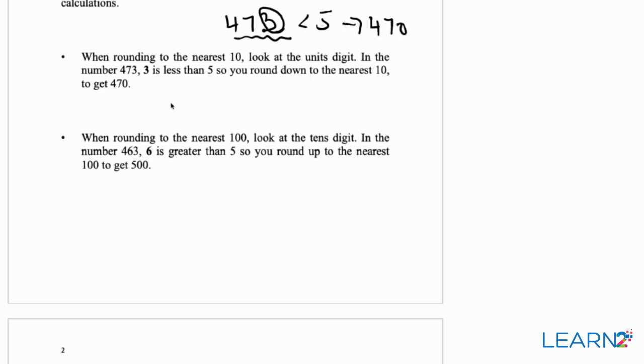What happens if we've got 463 and we want to round this to the nearest 100? Well, in this case, look at the 6, that's the tens digit. That 6 refers to 60, and since the 6 is greater than 5, we're going to round it up. So the next 100 after 463 would be 500.